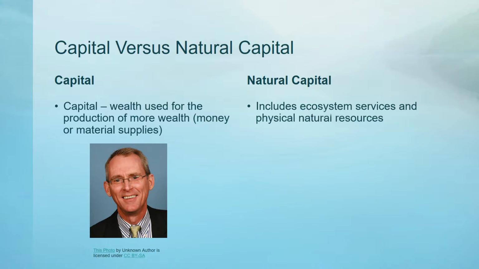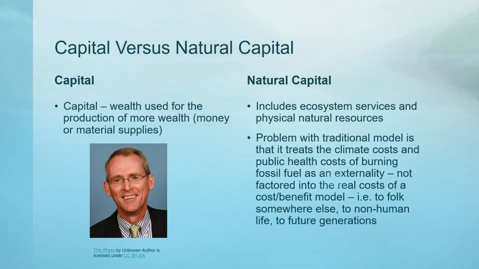Natural capital, on the other hand, includes ecosystem services and physical natural resources. The problem with the traditional model is that it treats, as we'll get into later, the climate costs and public health costs of burning fossil fuel as an externality. It's not factored into the real cost of a cost-benefit model, to folks somewhere else, to, say, as I mentioned last time, the forests in Nova Scotia getting acid rain, to non-human life, like the corals, where there'd be acidification of the oceans through climate change, to carbon absorption, to the impacts on our future generations.